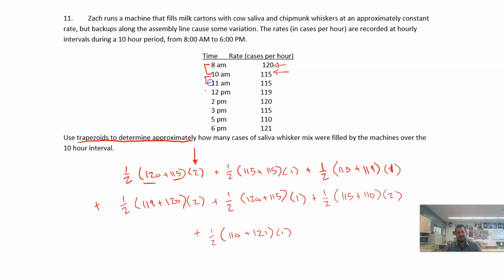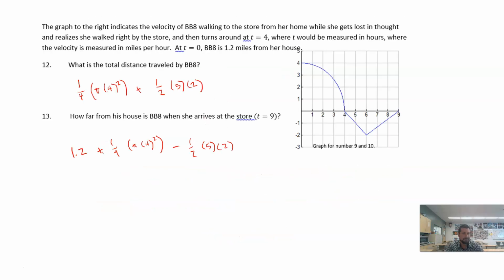Then we do that for 10 and 11, 11 to 12, 12 to 2, 2 to 3, 3 to 5, and 5 to 6. And that's where each of these different numbers come from. And then we just add all of them together. I didn't even take the time to do that. You can leave your answer just like that, and you're all good to go. And that would be your answer as far as your guess for how many milk cartons were filled based on a trapezoidal approximation. Okay. We've got one more after this.